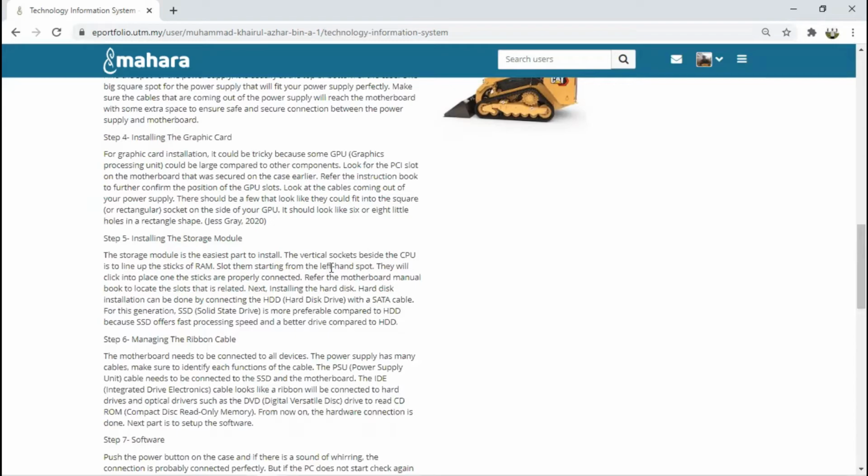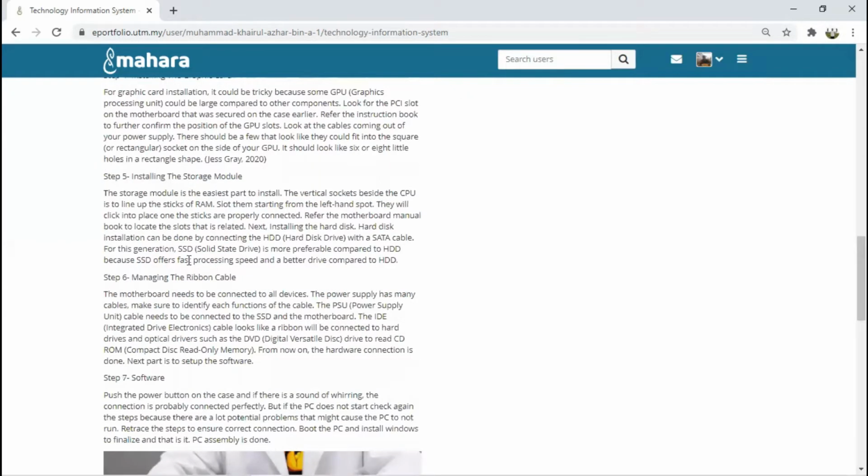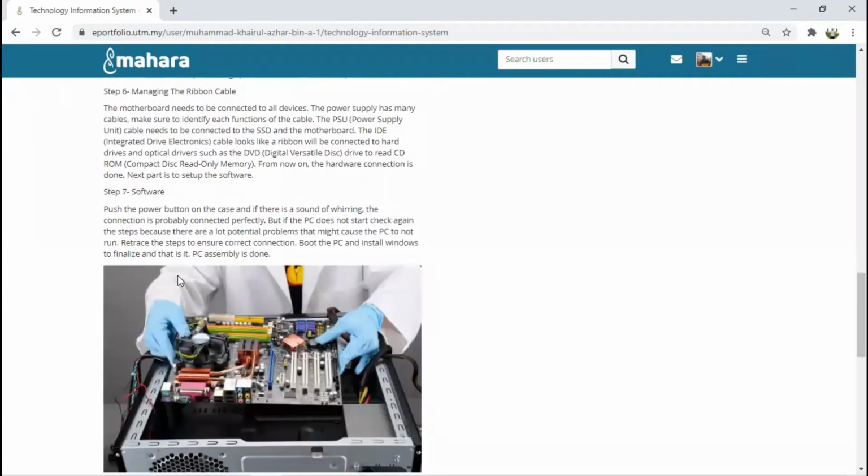Okay, installing the storage module, it's pretty simple because you just put the stick of RAM in the slot that is provided. You should not confuse the PCI slot and the RAM slot. They are quite similar, but the RAM slot has a lock on it. So yeah, don't confuse those two.